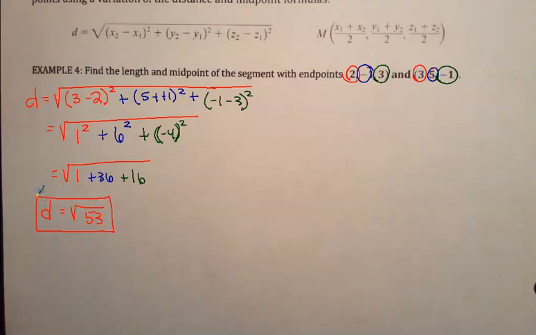Or again, if you put it in your calculator, you're going to get that it's approximately 7.28. It's approximately 7.28. And 53 is a prime number, so I can't simplify that radical. I could only leave it as the square root of 53, or 7.28.